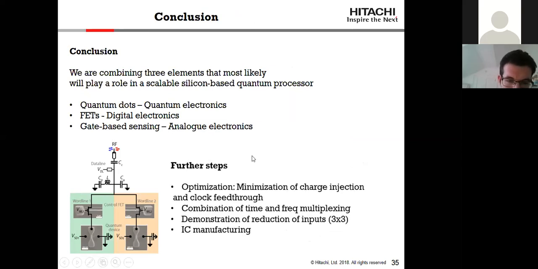And in terms of optimization, there are things that we are working on optimizing, such as charge injection and clock feed-through that I don't have time to explain. And we will want to show a combination of time and frequency multiplexing on 3x3 qubit arrays to demonstrate the reduction of the number of inputs following. And we want to do all this with an integrated circuit approach.